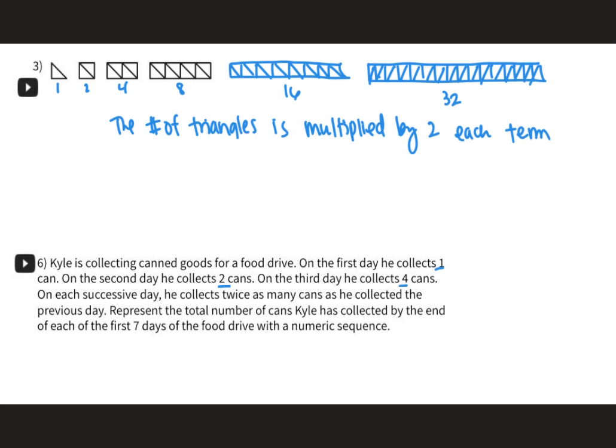So this one actually seems similar to the previous one. He started with 1 can. On the next day, he had 2 and 4, and he's doubling. So 4 times 2 would be 8. 8 times 2 would be 16. 16 times 2 would be 32. And on the 7th day, we would double that. That would be 64 cans.